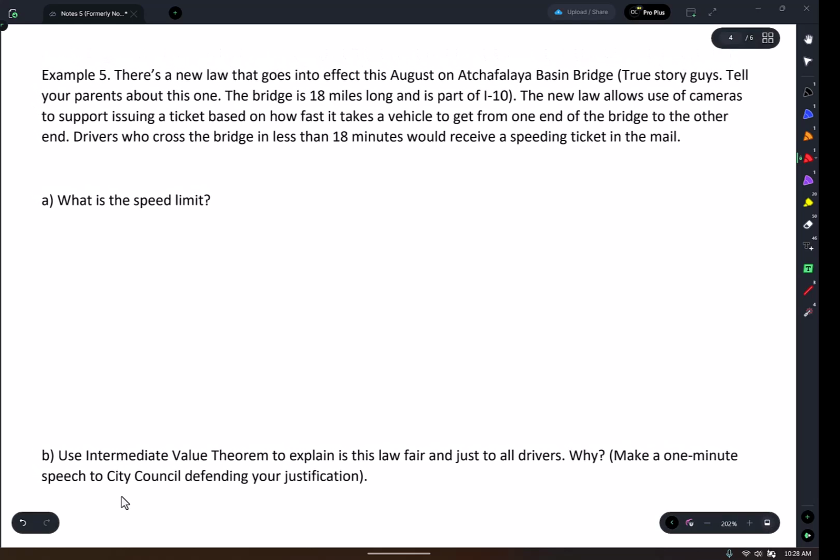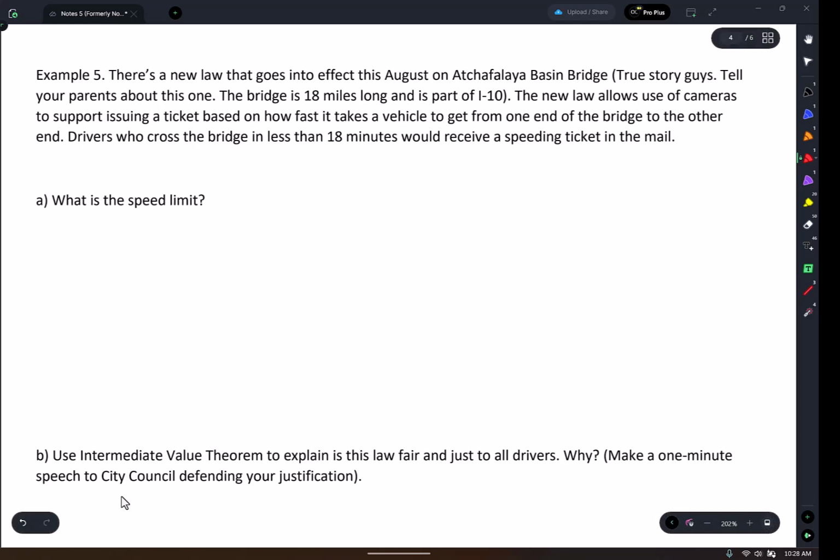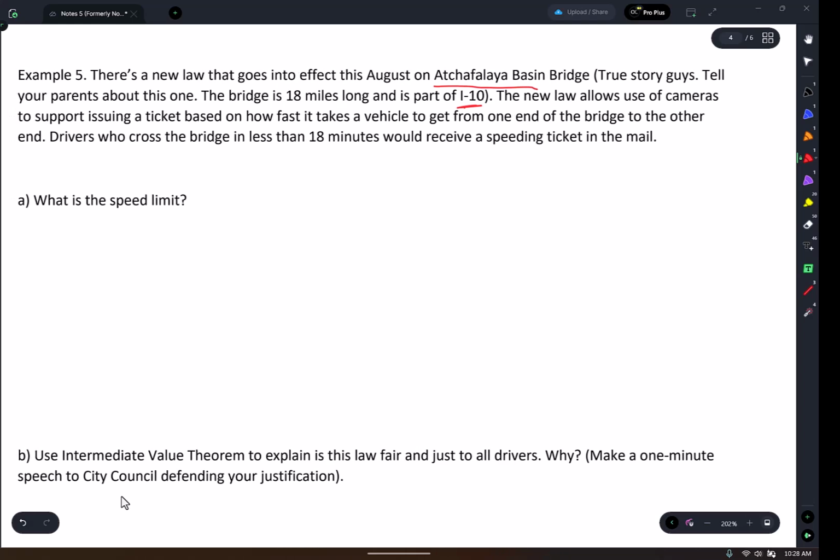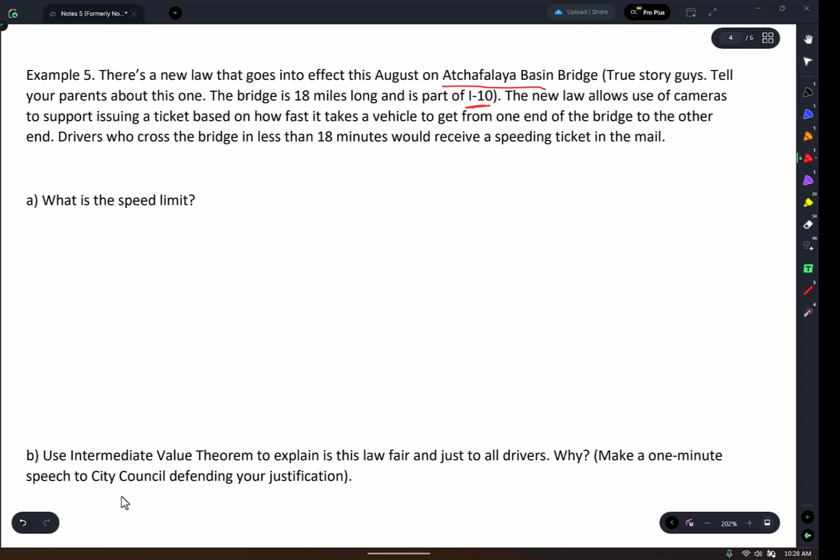Here we go. There's a new law that goes into effect this August. I cannot pronounce this. How do you pronounce that? Atchafalaya Basin Bridge. True story. Go look it up. The bridge is 18 miles long and is part of I-10. So if you guys ever travel that way, the new law allows the use of cameras to support issuing a ticket based on how fast it takes a vehicle to get from one end of the bridge to the other. Drivers who cross the bridge in less than 18 minutes will receive a speeding ticket in the mail.